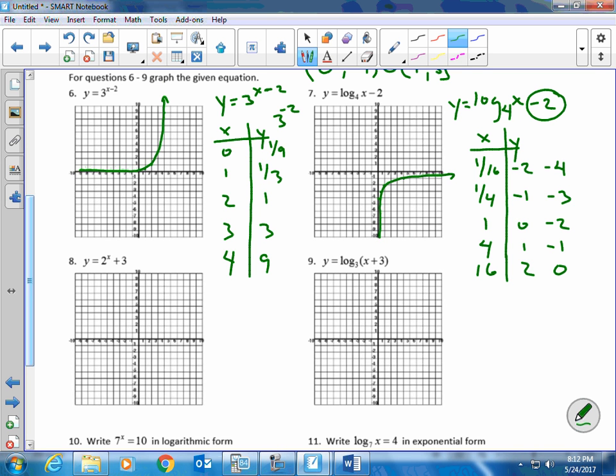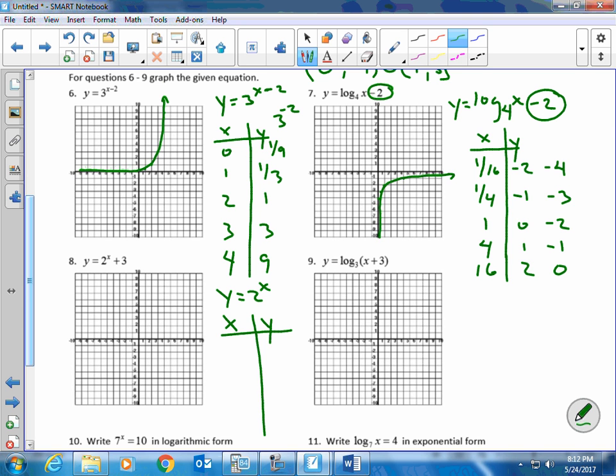All right. Using the same logic, I said that minus 2 out here moves my graph down 2. So this plus 3 here moves my graph up 3. So I'm going to graph or make a table of y equals 2 to the x.